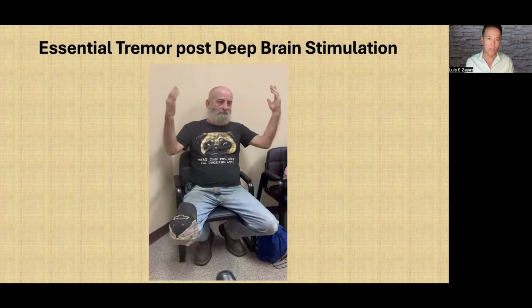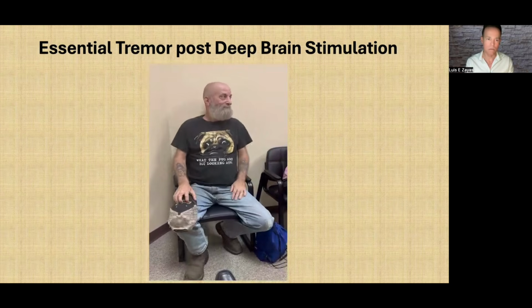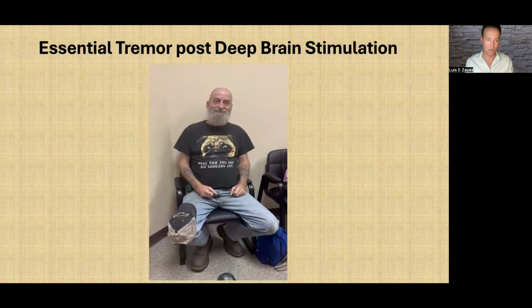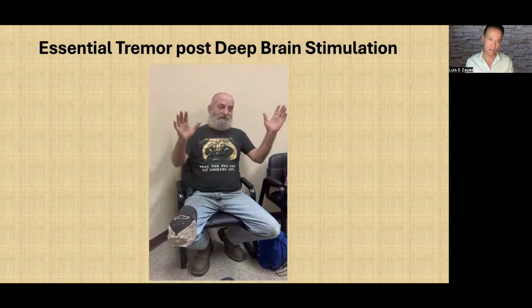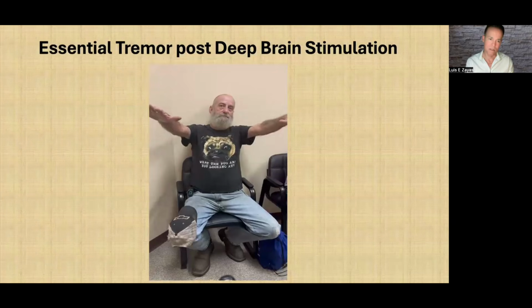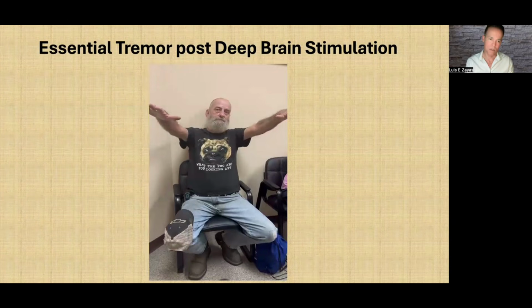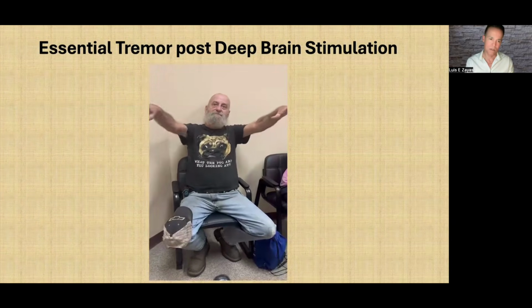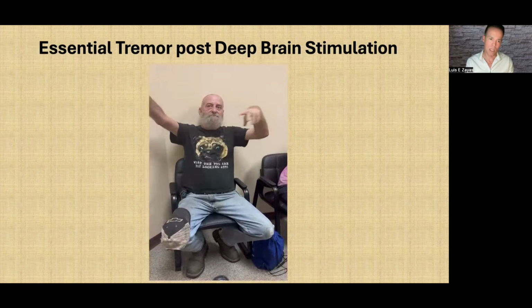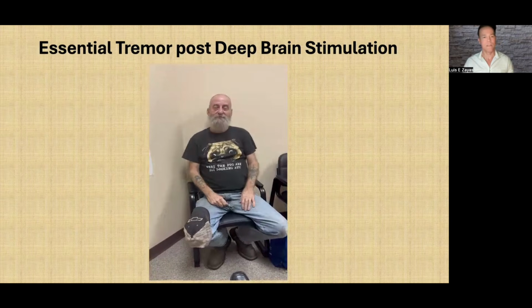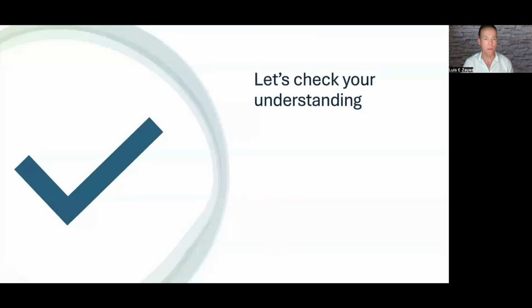3 seconds. Better? Yeah. 3 seconds. Very happy. Okay, put your hands up. Look at that. And then the other one. Look at that. Wow, that's great. Okay. So that's essential tremor post DBS, deep brain stimulation.